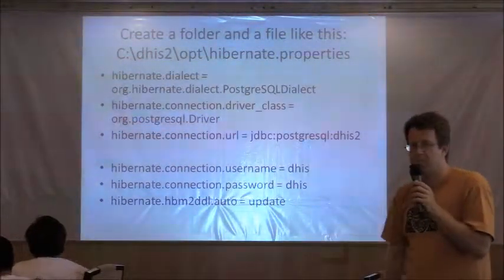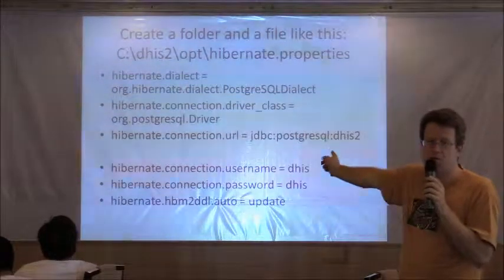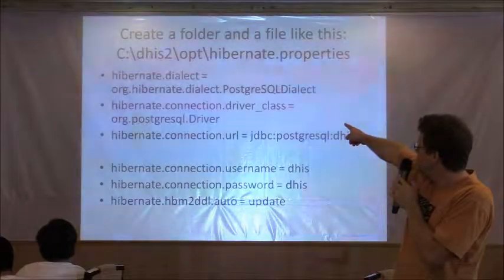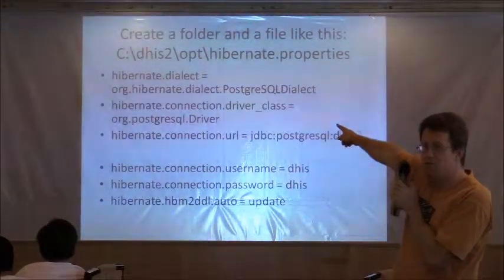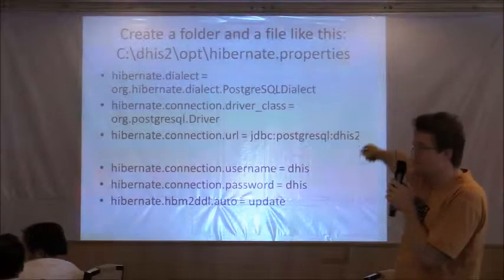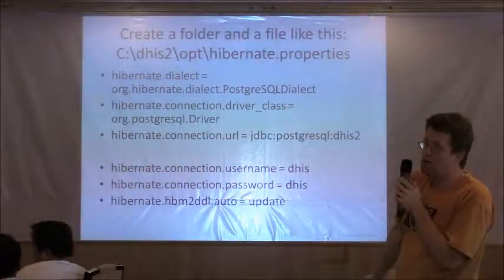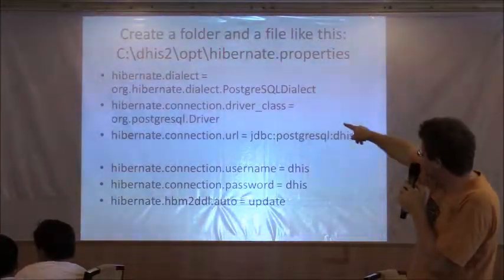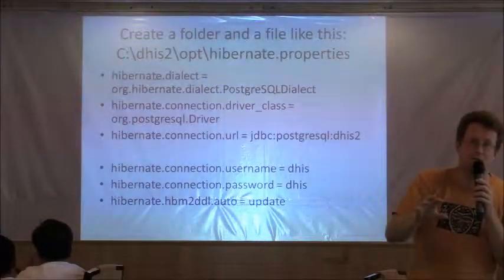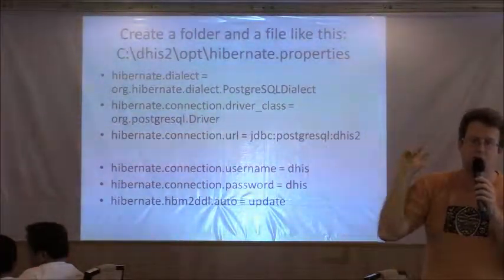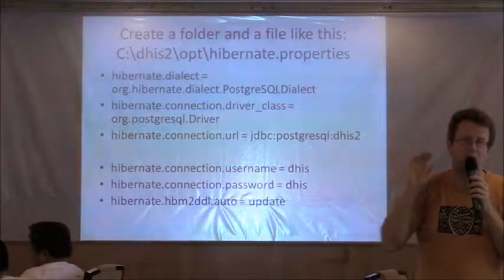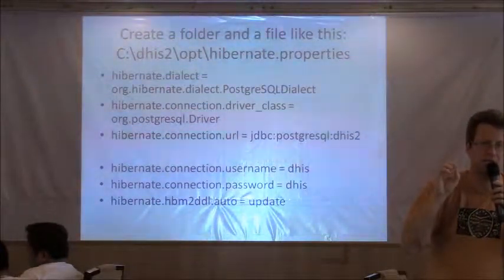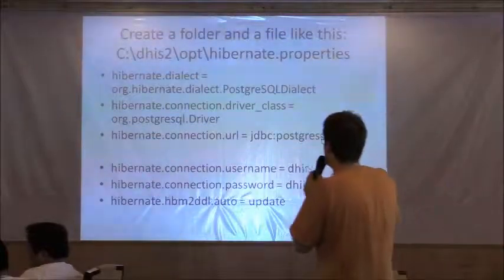And then there's this part, which is maybe the most cryptic. What I'm saying here is create a folder on the C drive called DHIS2. Inside there, create another folder called OPT. And in there, create a file called hibernate properties. Inside the hibernate properties, take all of that except the bullet points and paste it in. Just paste all the content that you see there, not the bullet points. I shouldn't have the bullets, actually. It's my mistake. And just paste it in exactly as it is.